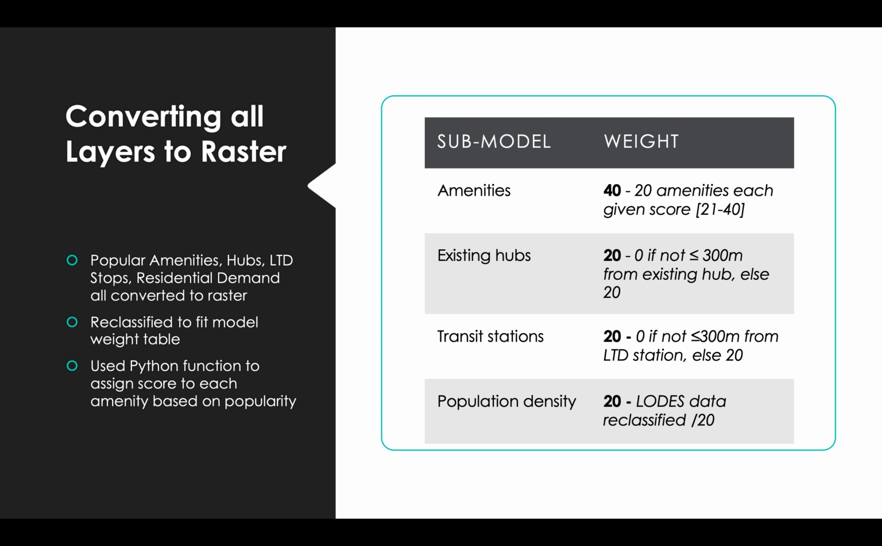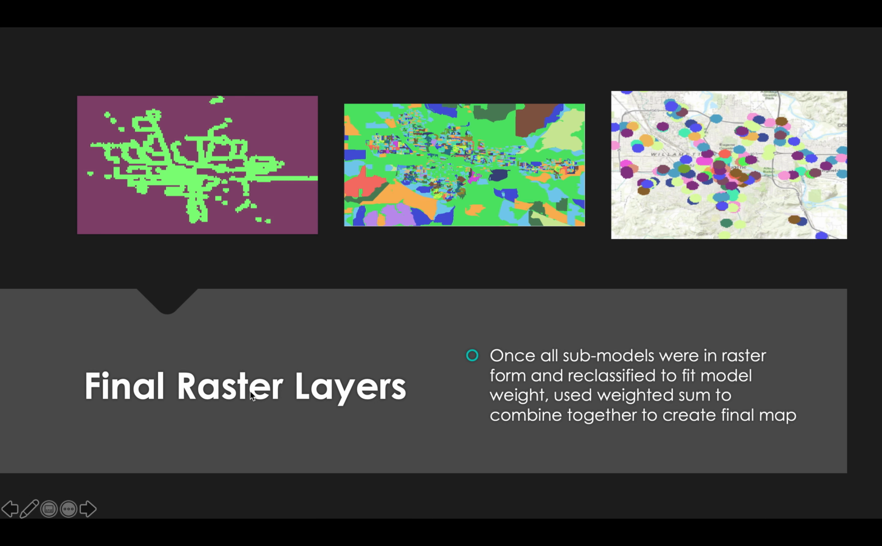And then for population density, I reclassified the data into a scale of 20. So census blocks that were the most populated got a score of 20. Census blocks that were least populated got a score of 0. So I got all my raster layers finished up. On the left is LTD transit. Middle is the residence demand layer, reclassified in the 20-point scale. And then on the right we have the amenities, where each buffer is valued based on the popularity of that specific amenity.